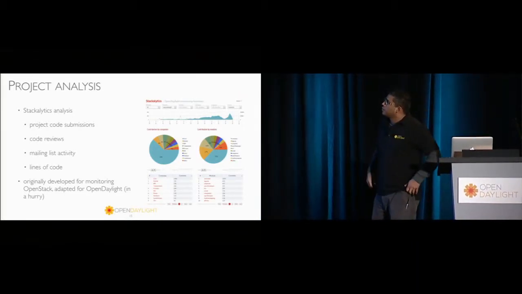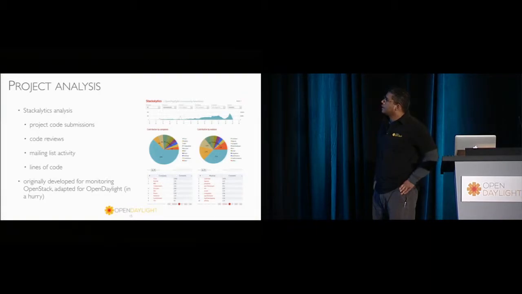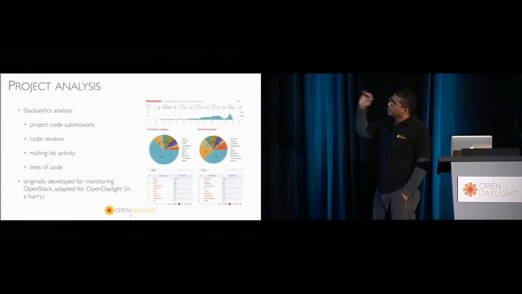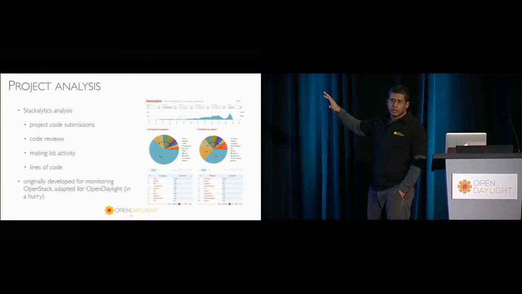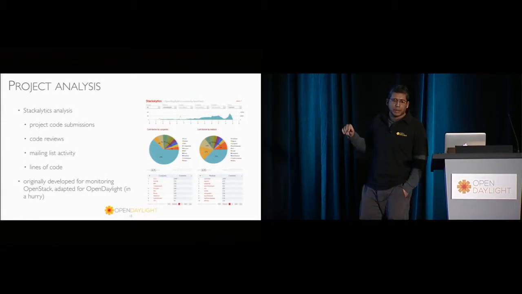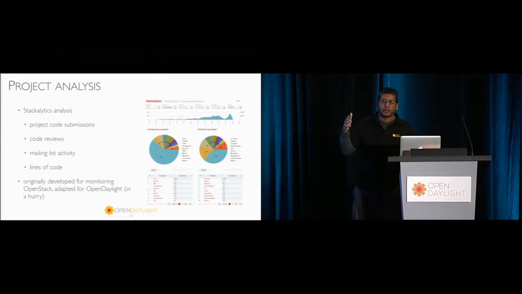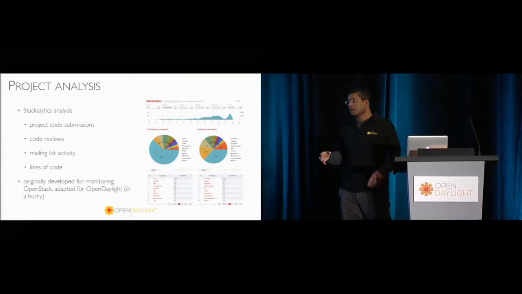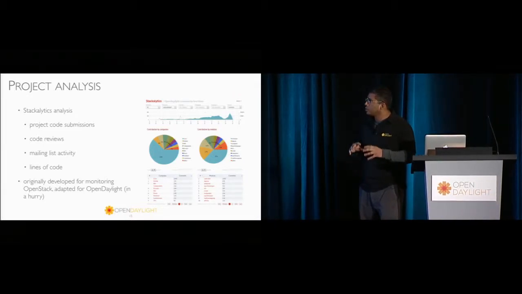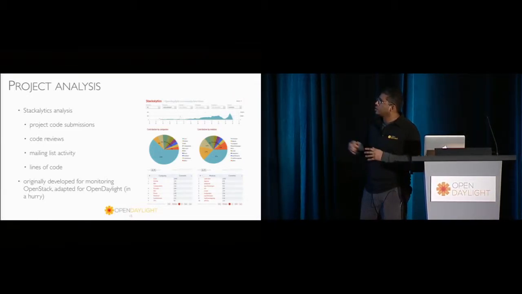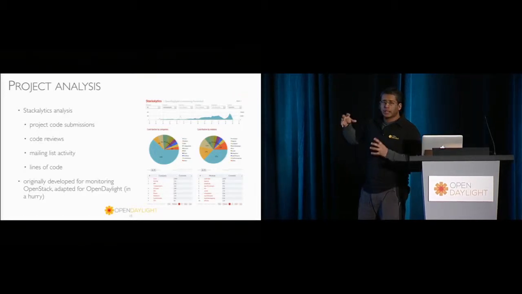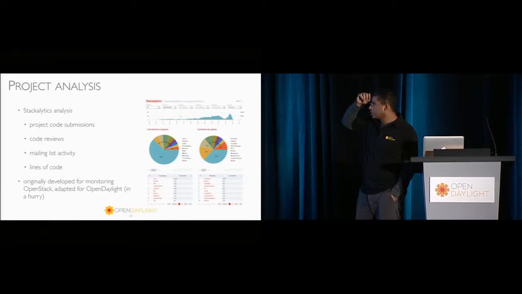Now, for this piece, what I did was use a project called Stackalytics. Those of you who are involved in OpenStack may have seen this project. It's basically a project that tracks community involvement, which companies are committing, which individuals are committing code and changes, what the size of the code base is, and so on. So I took Stackalytics and adapted it a little bit to point it at the OpenDaylight code base to do a similar kind of analysis.